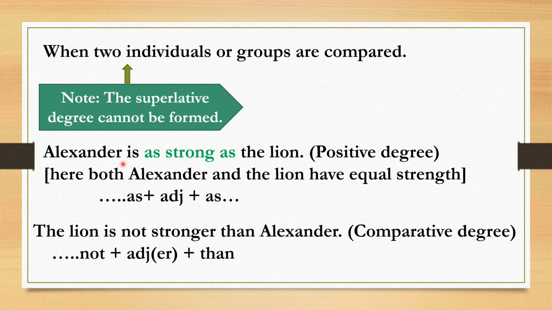So if I have to change this sentence into a comparative degree sentence, then I am going to use the adjective in the comparative form. What is the comparative of strong? It is stronger. So my sentence will be, the lion is not stronger than Alexander. Or I can write, Alexander is not stronger than the lion. I only have to make use of the word not, the adjective ending with an er plus the word than.